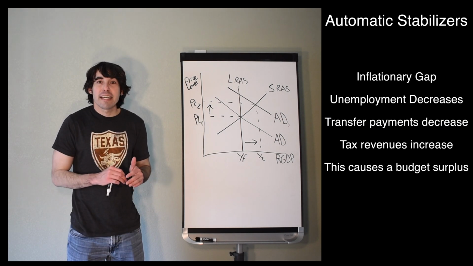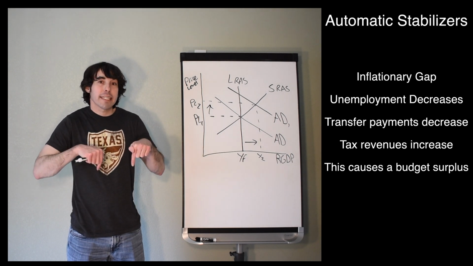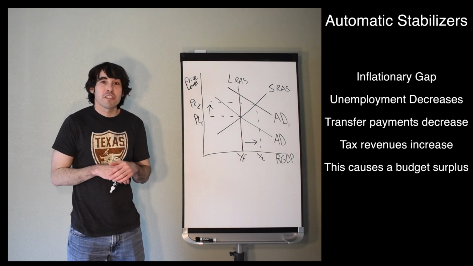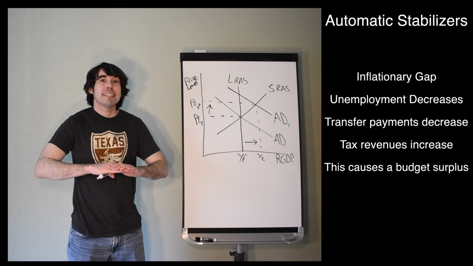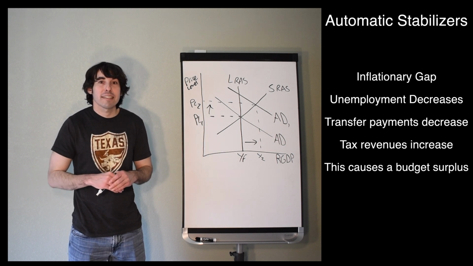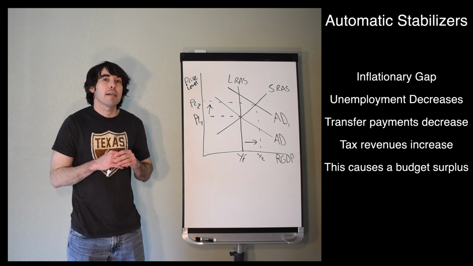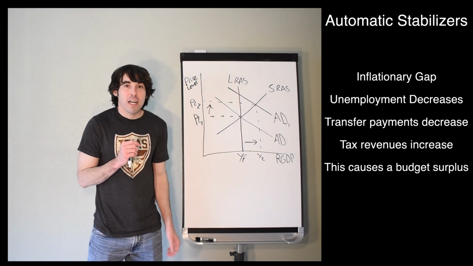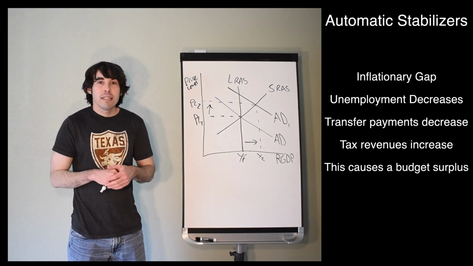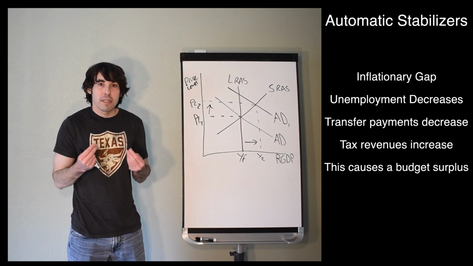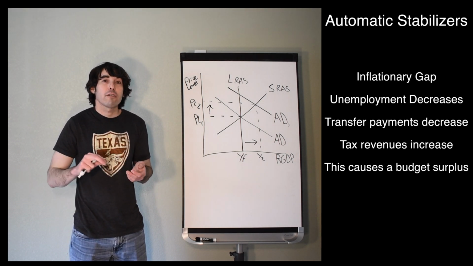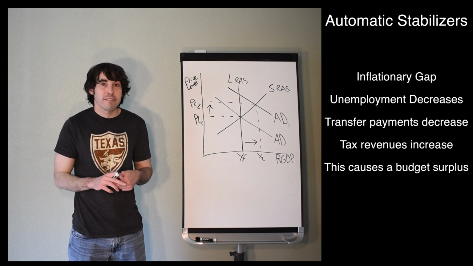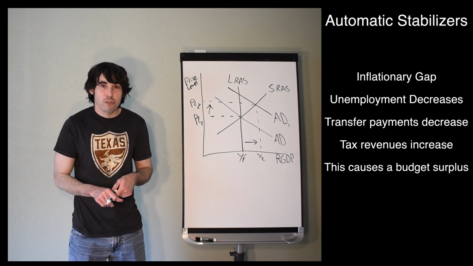In an inflationary gap, the unemployment rate's actually going to be going down. And so unemployment benefits and other transfer payments like that will actually be decreasing, and fewer checks will be getting sent out by the government. At the same time, our tax revenues are going to be increasing because more people have a job, income's up, prices are up. Tax revenues are going to increase, more money is going to be coming into the government than is going out in transfer payments like unemployment benefits, and we're going to end up in a budget surplus.